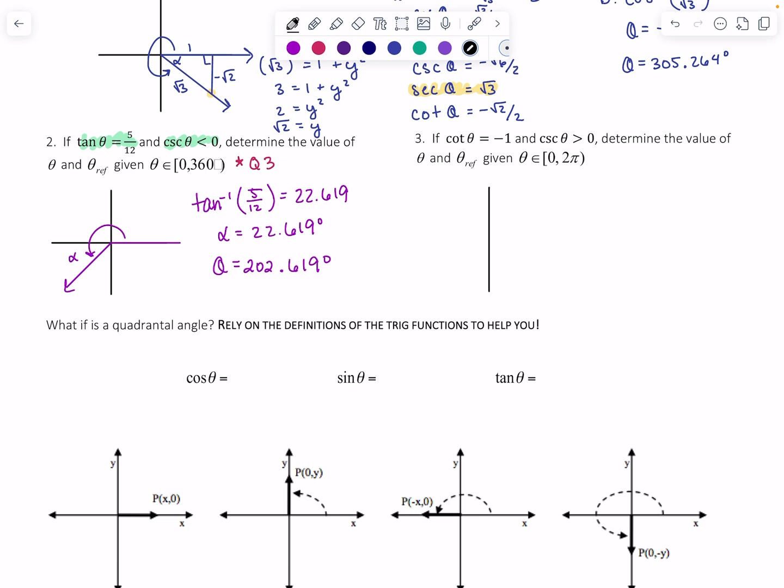And same thing for this one. Given if cotangent is -1 and our cosecant is greater than 0, so we know that cotangent's negative, cosecant is greater than 0, hence we are working in quadrant 2. All right, we're determining the value of theta and our reference angle. Once again, I'm going to go ahead and just kind of sketch it for us.